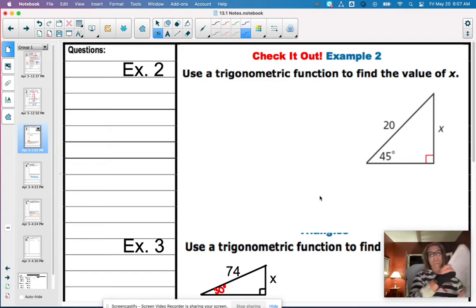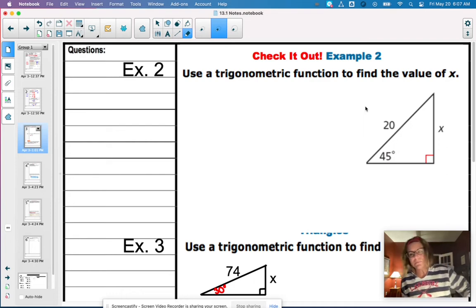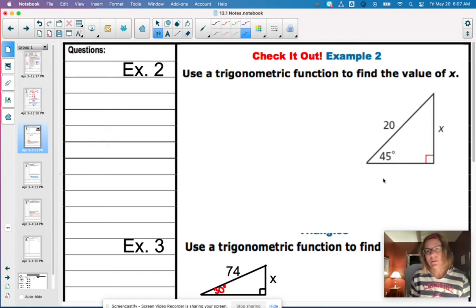Let's do an example. Use a trigonometric function to find the value of X. Well, right away we know this is a 45-45-90 because there's 45, there's the 90, and the sum of the angles has to add up to 180. So right away, we know that this is going to be L, this is going to be L, the other side over here is going to be L, and this is going to be L root 2.